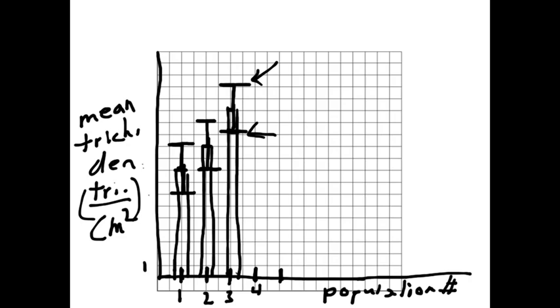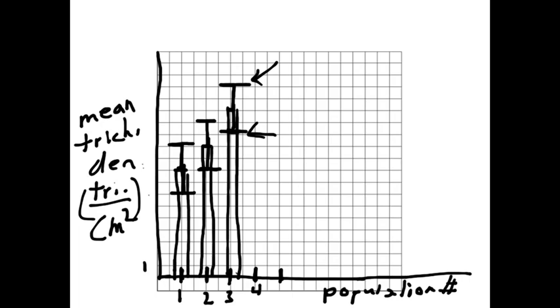Now if we look at the second part of this question, it says, based on the sample means and the standard errors, identify the 2 populations that are the most likely to have statistically significant differences in the mean stem trichome densities, and justify your response. Remember, we tell how different they are by looking at the overlap between their error bars.